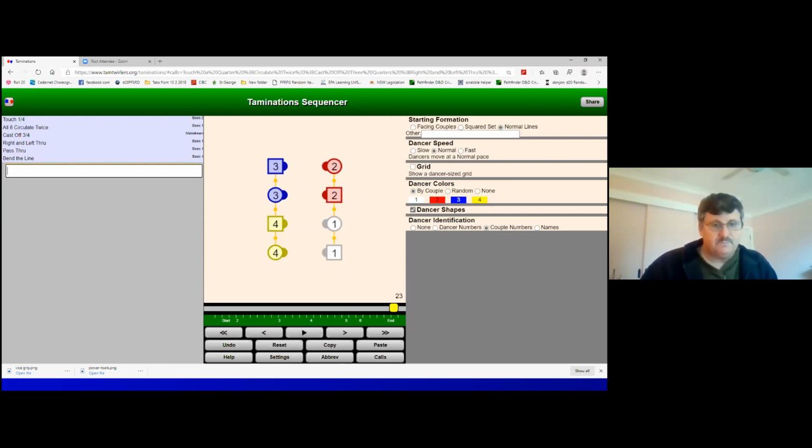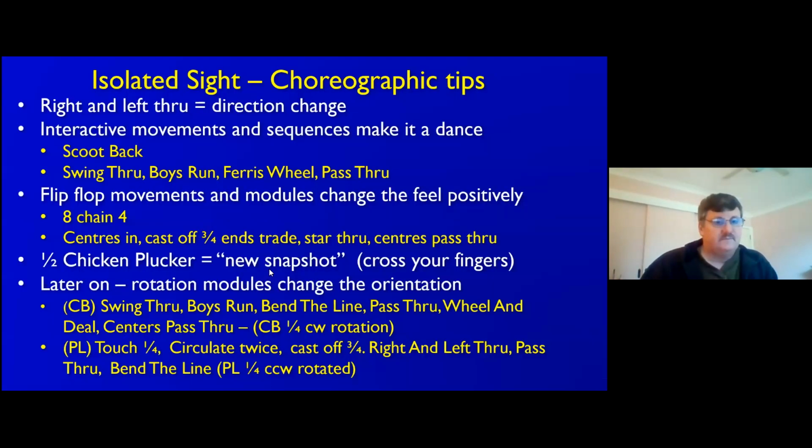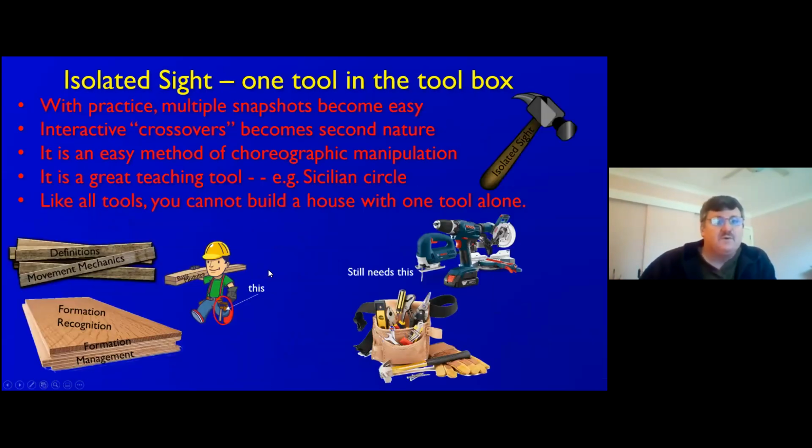So let's put this back here. With practice, multiple snapshots become possible. They give you increased flexibility by moving and changing back and forth. Two-couple calling is an easy method of choreographic manipulation. It's a fantastic teaching and reviewing tool.